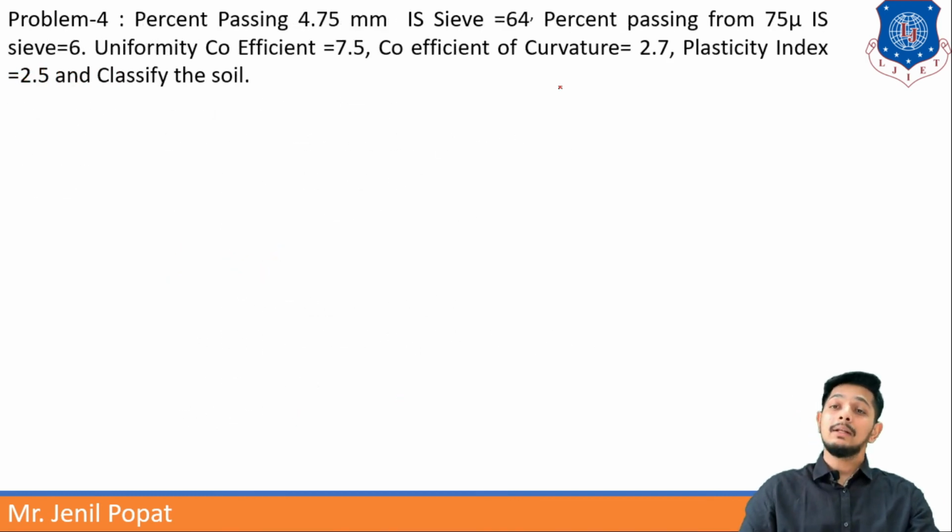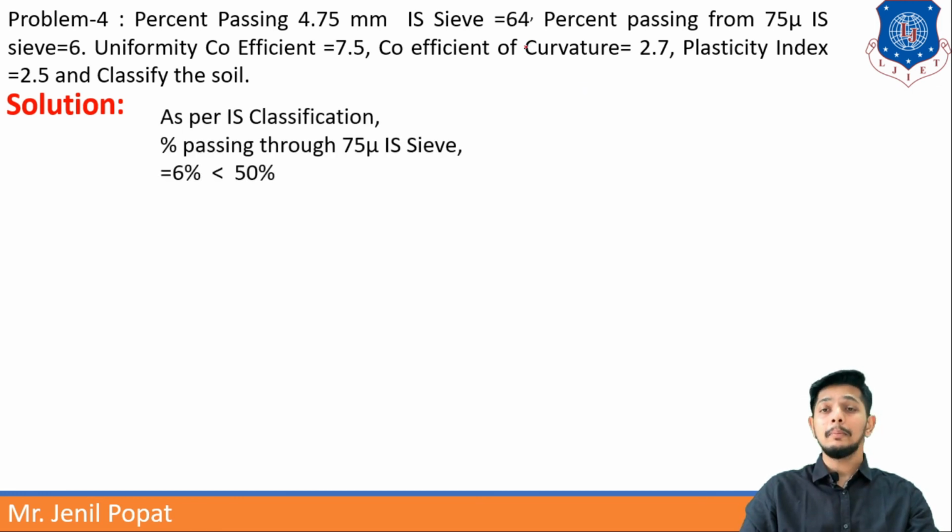Problem 4. Percentage passing through the 4.75 mm IS sieve is 64%, and percentage passing through the 75 micron IS sieve is 6%. Furthermore, uniformity coefficient Cu is 7.5, Cc is 2.7, and plasticity index is 2.5, and we are told to classify the soil. It is a very simple problem, but it needs understanding.